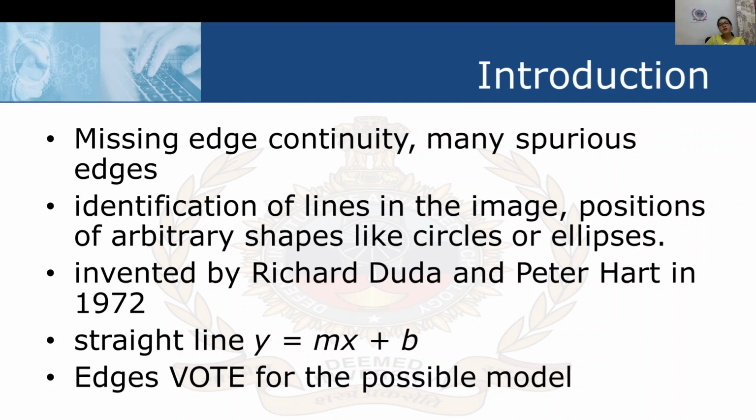Now this algorithm was invented by Richard Duda and Peter Hart in 1972, and it uses the simple principle of representing the line y equal to mx plus b, and it will try to generate the maximum votes for the possible line in that particular parameter space, that is denoted by m and b, which we will see subsequently.